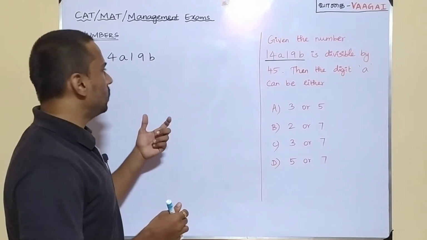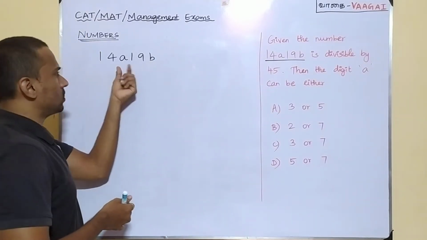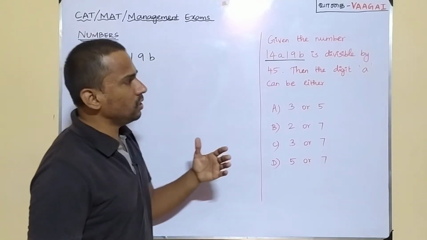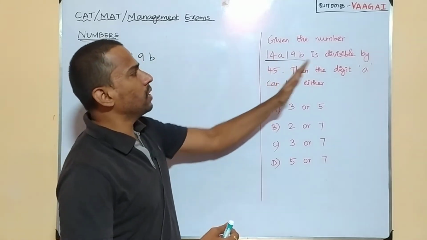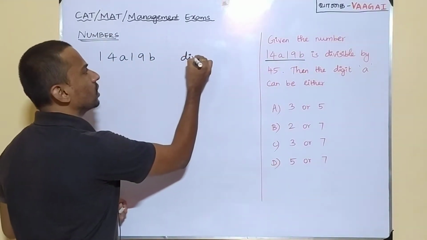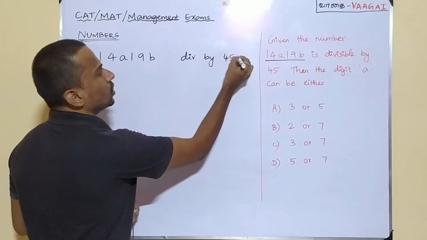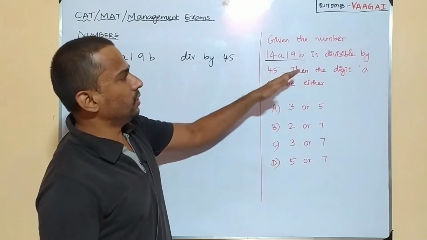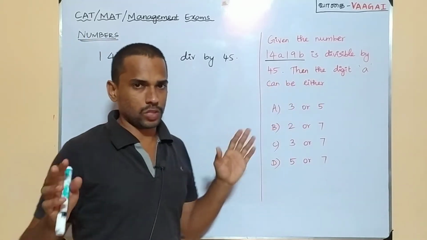And here if you see, there are two hidden digits. This A and B are two hidden digits. And let's follow the question. It is given that this number is divisible by 45. So let's continue the question. Then if that is so, then the digit A can be what? This is going to be the question.